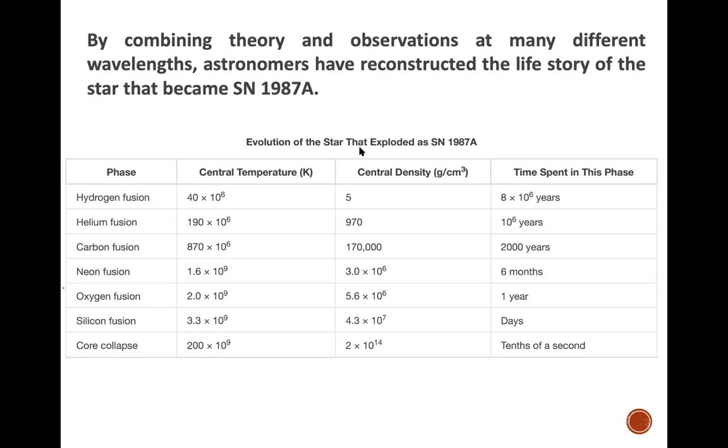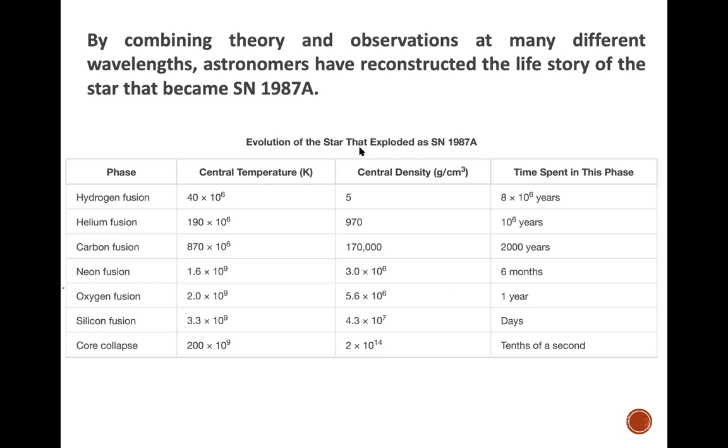That's why you have a type 2 supernova, and neon, oxygen, and silicon fusion, and then you have the core collapse. And it is interesting to note the temperature increase from hydrogen fusion up to the core collapse, and the density increase, and the time it takes for these different phases, right? It is the hydrogen fusion that took a long time, and then after that, each phase spent only a smaller time compared to the previous one. And you can see that the silicon fusion only lasts a few days, right?